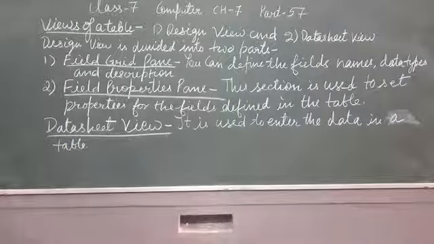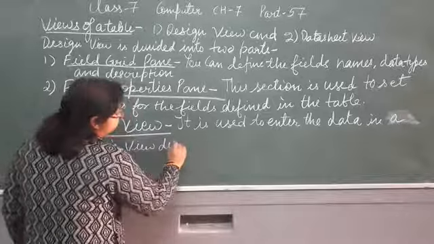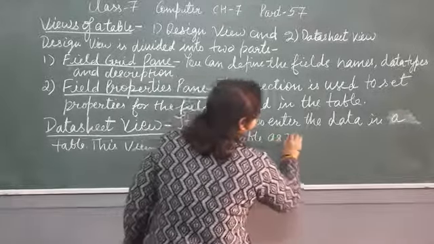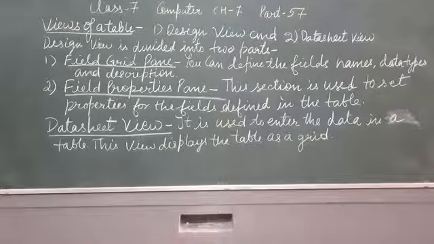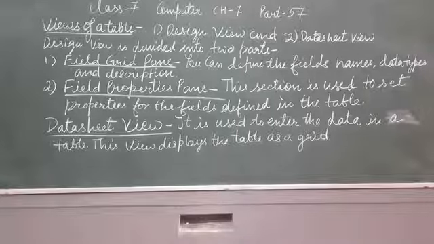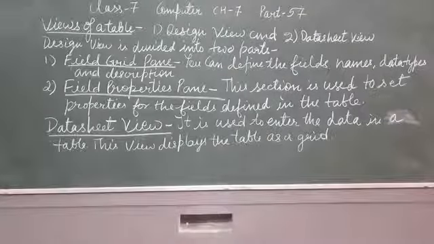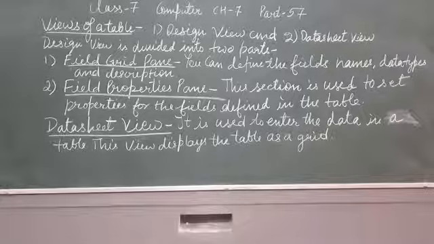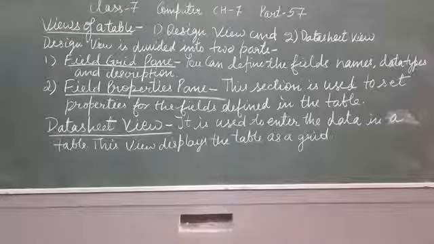This view displays the table as a grid. The fields are displayed as columns and the records are displayed as rows. Okay, so whatever the columns are there, that is called a field name, and whatever rows are there, that is called a record. So these are the two types of views of a table: design view and data sheet view. Hope it is clear to you.